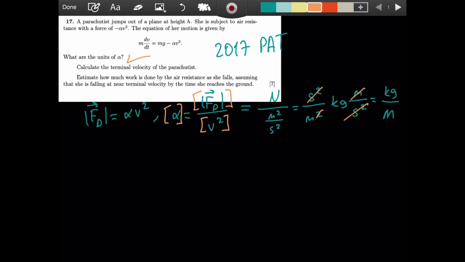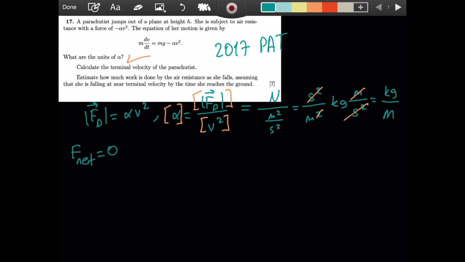Now for the second part, we're asked to calculate the terminal velocity of the parachutist. The terminal velocity is the velocity that the parachutist reaches after a certain time, and that velocity is conserved throughout the motion. The velocity doesn't change from that point on, because as the velocity increases, the drag force increases as well, and at some point it will be equal to the gravitational pull. And when that happens, the net force is equal to 0.